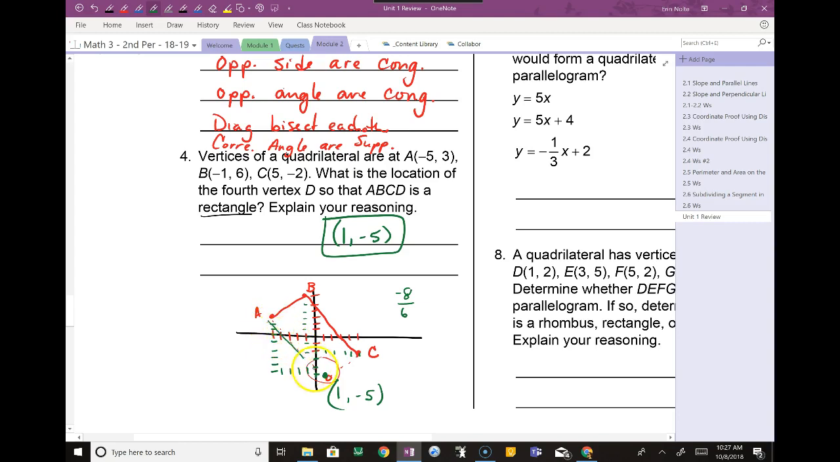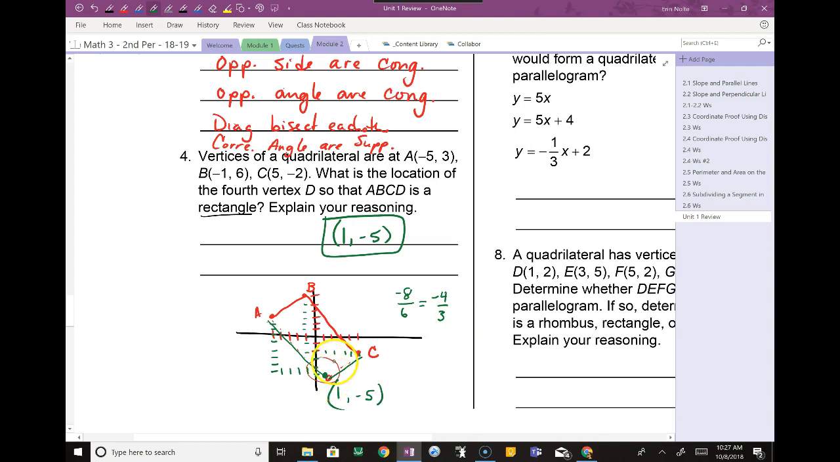So now you can see that this does make a rectangle. We could even test the slopes and make sure. So if this slope is -8, 6, which reduces to -4/3, then the slope from this point up to C should be the reciprocal, the negative reciprocal of this, so it should be up 3/4.